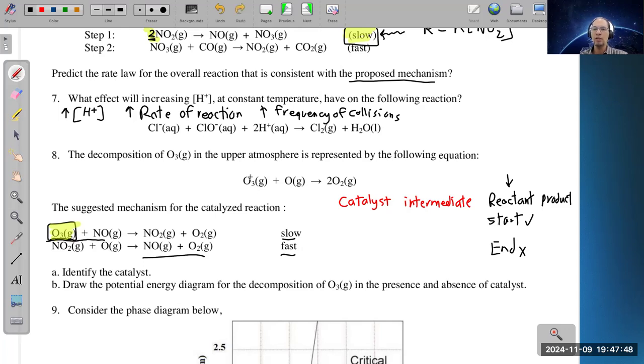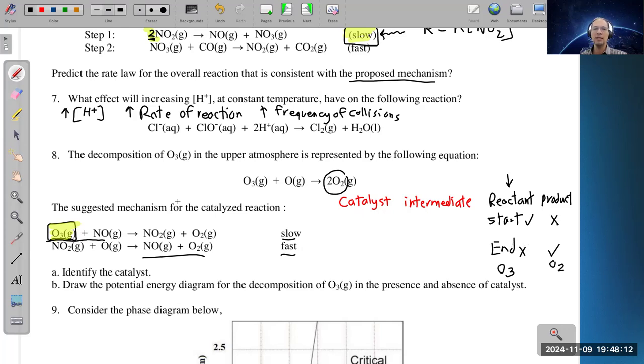What about the product? The product is something that I don't see at the start, but I see it at the end. For example, oxygen O2. This is a product. How do you know it's a product? I cannot see it at the beginning. There is no O2 at the beginning, but there is O2 at the end. So O3 is a reactant and O2 is a product.